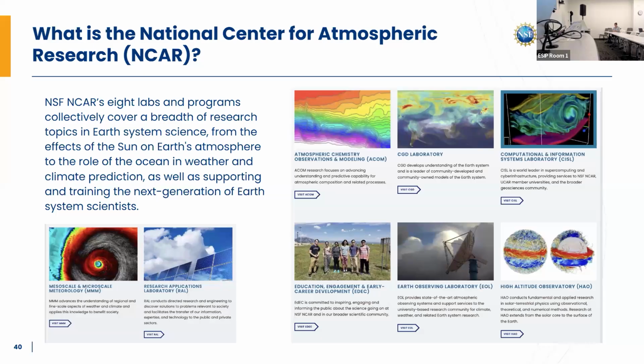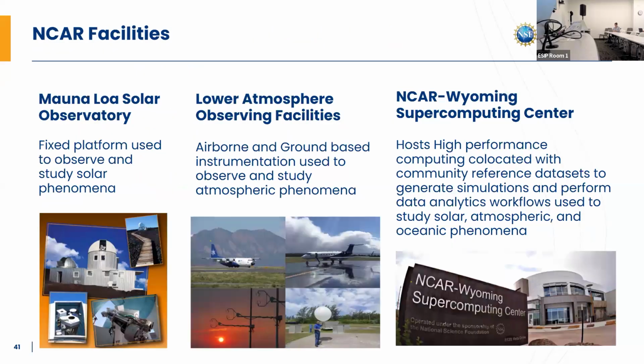So one component of NCAR are the various facilities it has to support some of these research goals that I just discussed. One is the Mauna Loa Solar Observatory, which is located in Hawaii. It's actually located on property, I think, that's owned by NOAA. And this is a fixed platform that's used to observe and study solar phenomena. And that's been up there for a long time. Actually, high altitude research is what started NCAR back in the late 1950s and 1960s. And that was the focus of the organization.